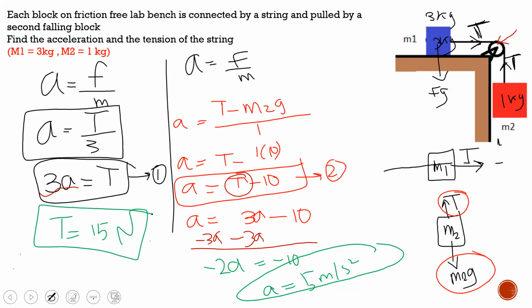finding the forces that are applied on M1. Let's draw the free body diagram for it, and the free body diagram for mass 2. Then by writing the equations, we will find the acceleration and the tension. Is it clear?